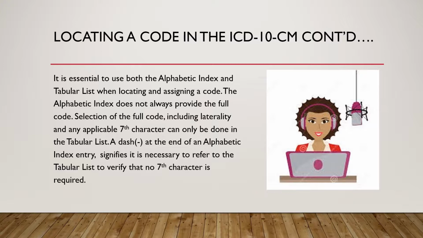So the selection of the full code, including laterality and any applicable seventh character, can only be done in the tabular list. A dash at the end of an alphabetic index entry signifies it is necessary to refer to the tabular list to verify that no seventh character is required.